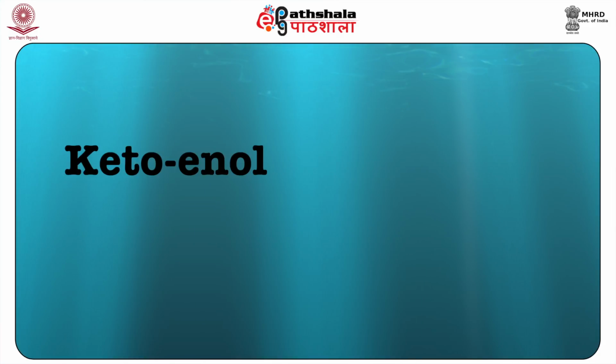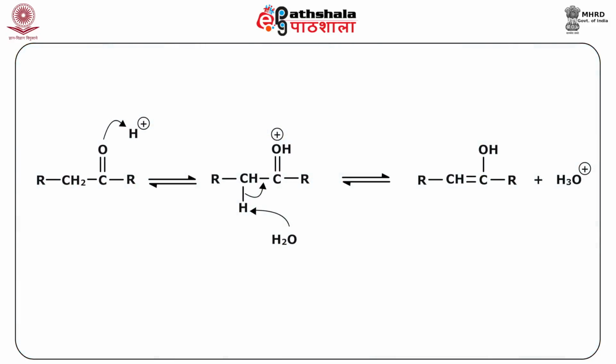So, keeping this as the background understanding, let us now move to the details of keto-enol tautomerism. The keto form and the enolic form, when they are in equilibrium, is called keto-enol tautomerism. As you can see in this equilibrium reaction, you have RCH2COR, and in the presence of water this proton can be taken out and you get the enol form.